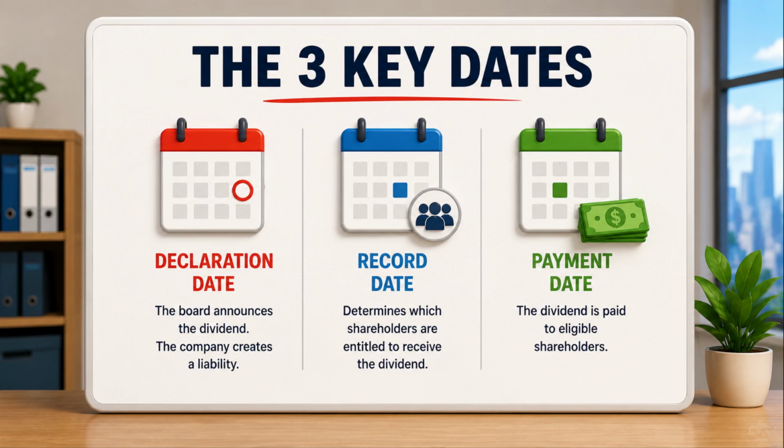1, the declaration date. That's when the company officially announces the dividend. 2, the record date determines which shareholders qualify to receive it. And 3, the payment date when the cash is actually paid. Now let's see how this works with, of course, a practical example.